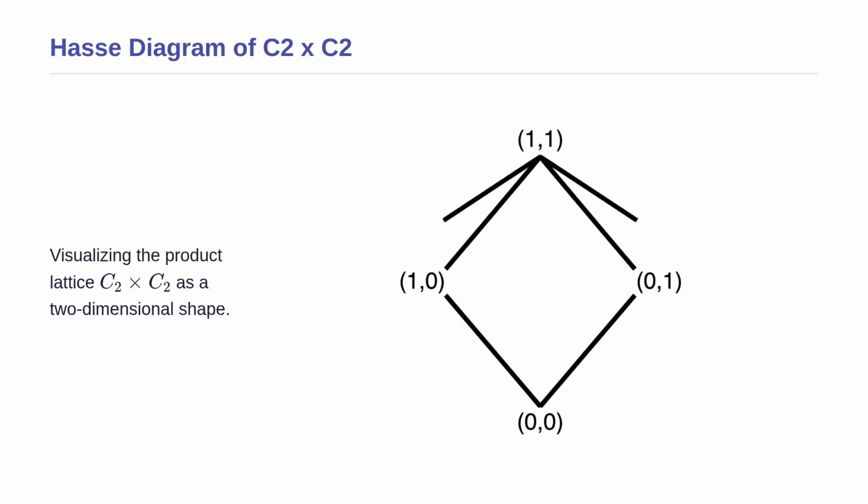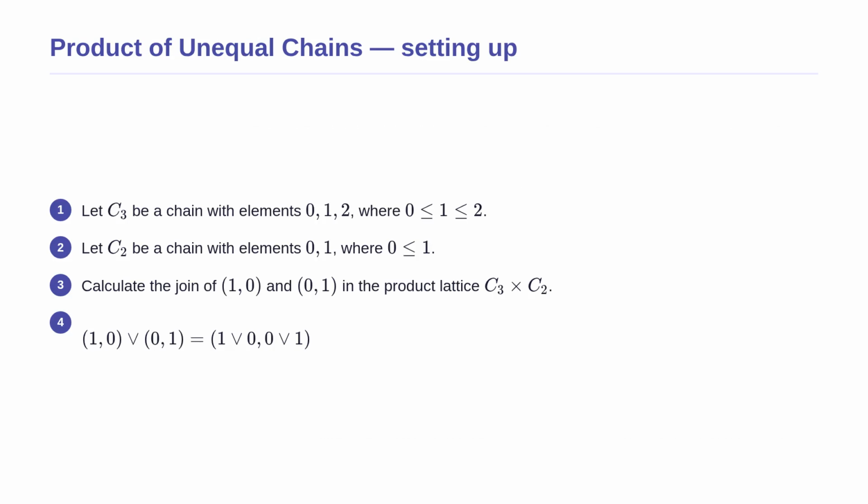To find a point greater than both, which is their join, you must continue upward along the lines to the peak at 1, 1. This perfectly illustrates how a one-dimensional line transforms into a two-dimensional diamond shape. Now, let us look at another example to see how the rules apply when the starting lattices are different sizes. We have a chain C3 with elements 0, 1 and 2 and a chain C2 with elements 0 and 1. We want to calculate the join and meet of the pairs 1, 0 and 0, 1.